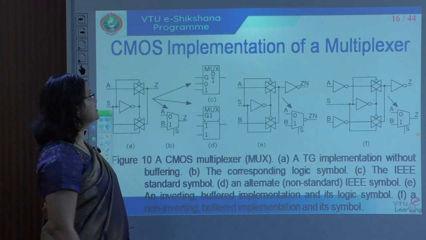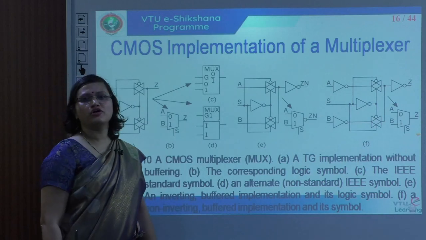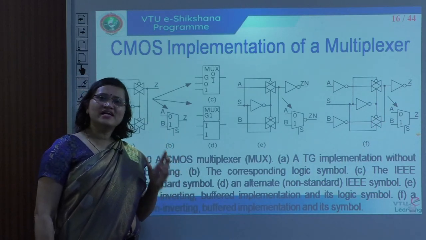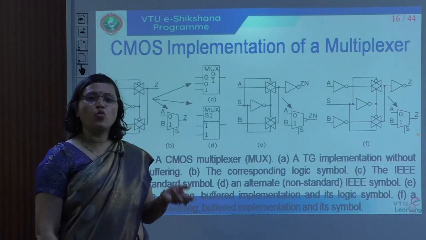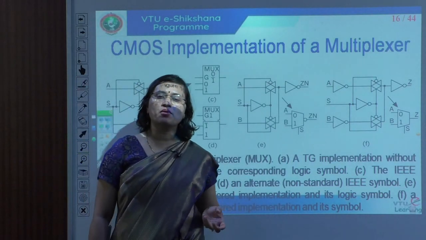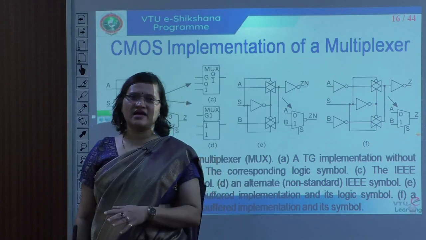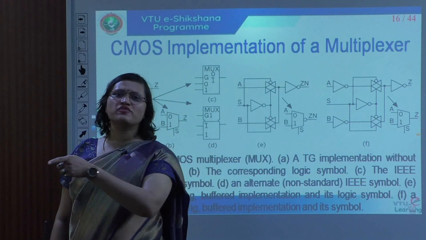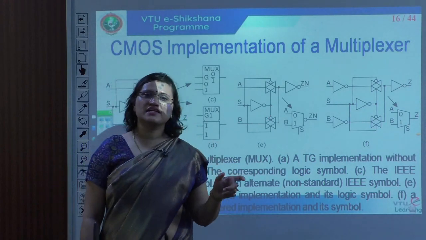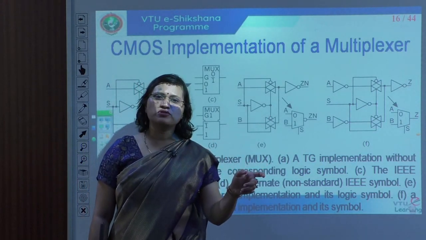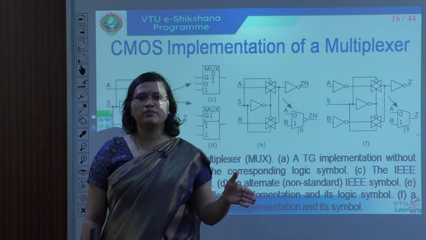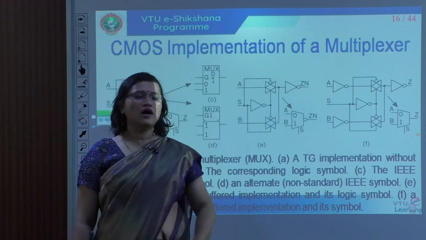So next comes the CMOS implementation of a multiplexer. A multiplexer connects one of the N inputs to a single output line. The logic value of that input is transferred to the output.